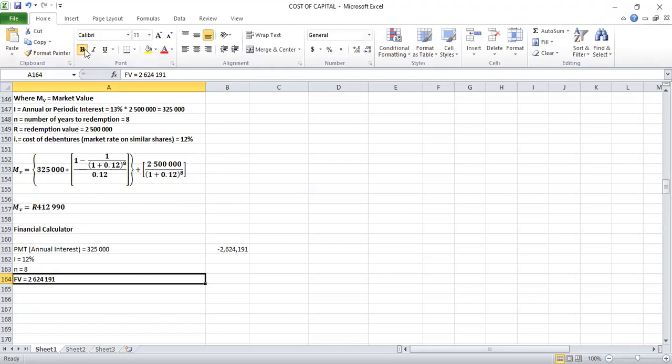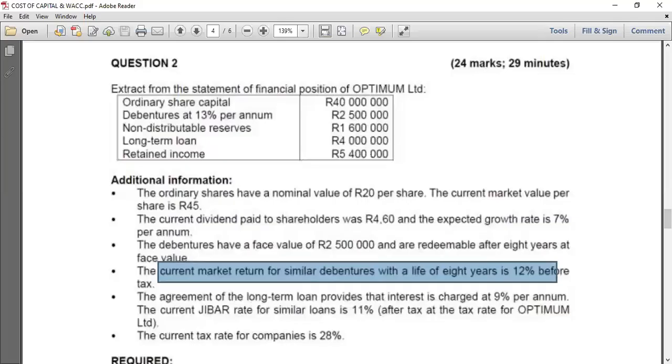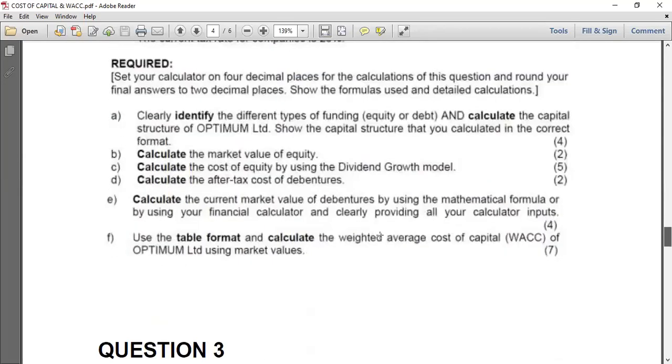So you find that in an exam or test scenario, it's advantageous to have a financial calculator because you won't take much time, and the chances of making an error will be fewer. So please, if you happen to get a chance, use a financial calculator. If you don't know how to use it, feel free to inbox me, then I can help you. Right. So that's the current market value of the debentures.